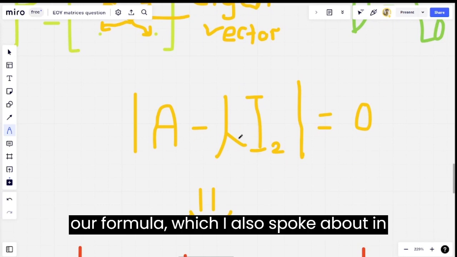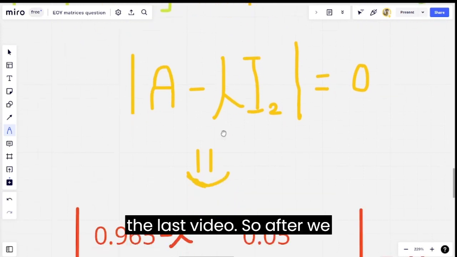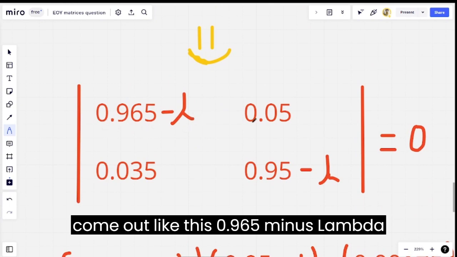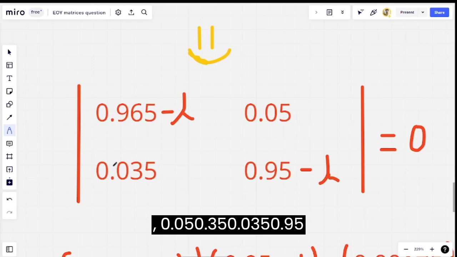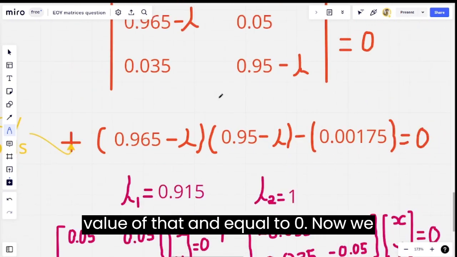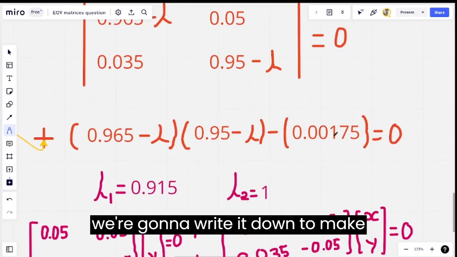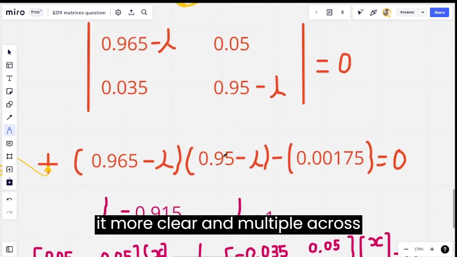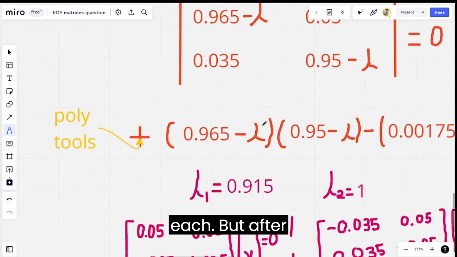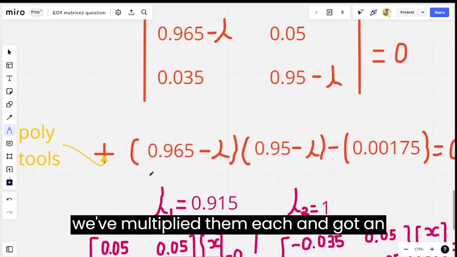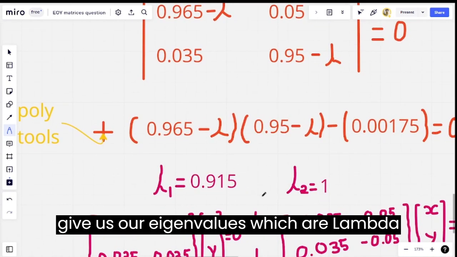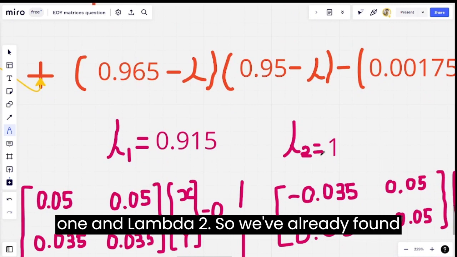So we're going to be using our formula, which I also spoke about in the last video. After we substitute our formula, it's going to come out like this: 0.965 minus lambda, 0.05, 0.35, 0.035, 0.95 minus lambda, and we'll take the determinant of that and equal it to 0. Now we're going to write it down to make it clearer, and not cross multiply, but multiply them each. After we've multiplied them each and gotten a quadratic equation, all we have to do is use our polynomial tools, and that'll give us our eigenvalues, which are lambda 1 and lambda 2.